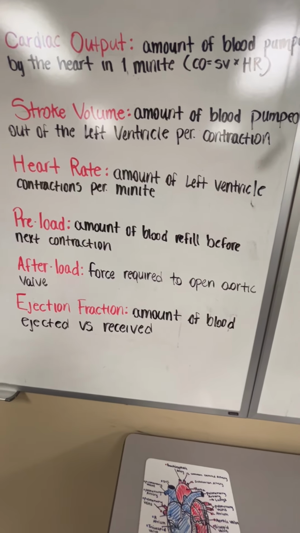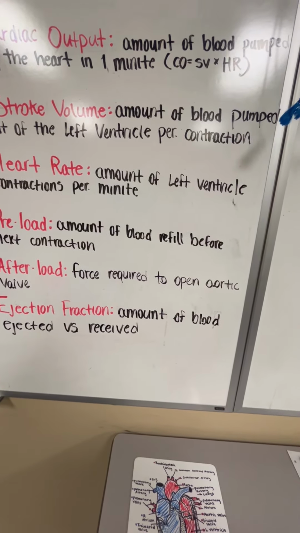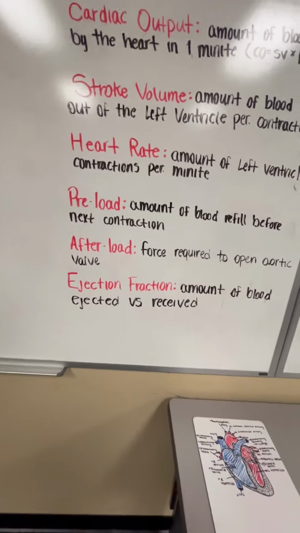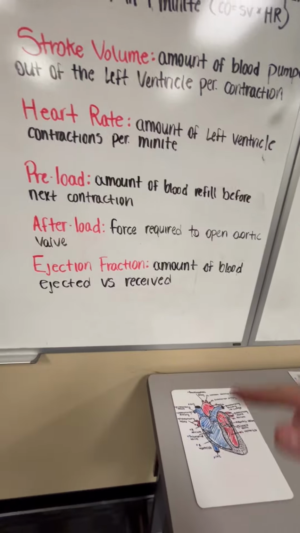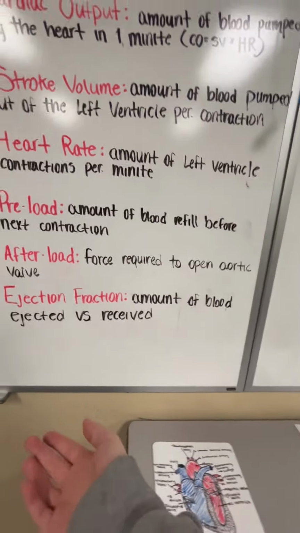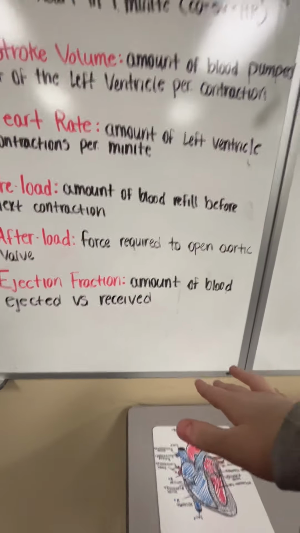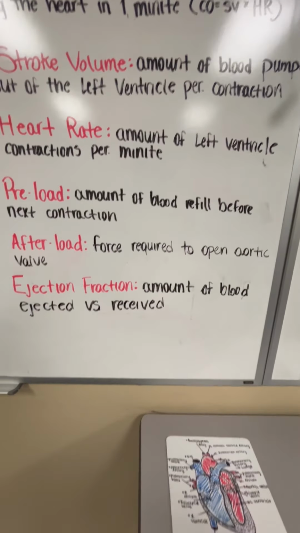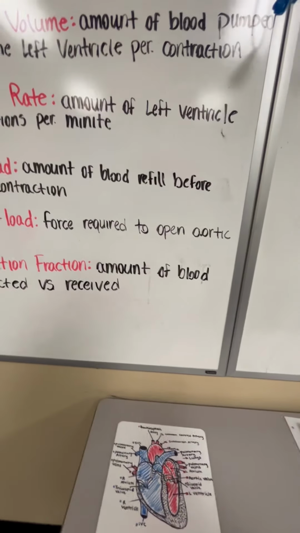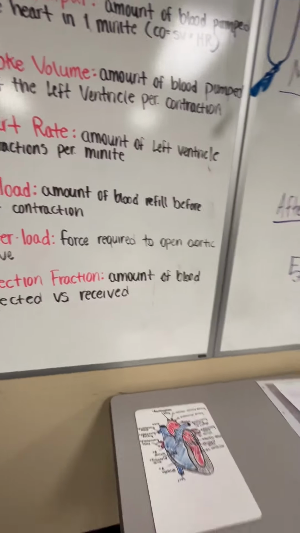The preload is going to be the amount of blood that refills before that next contraction. Afterload is the force required to open the aortic valve, and the ejection fraction is the amount of blood ejected versus received into the heart.